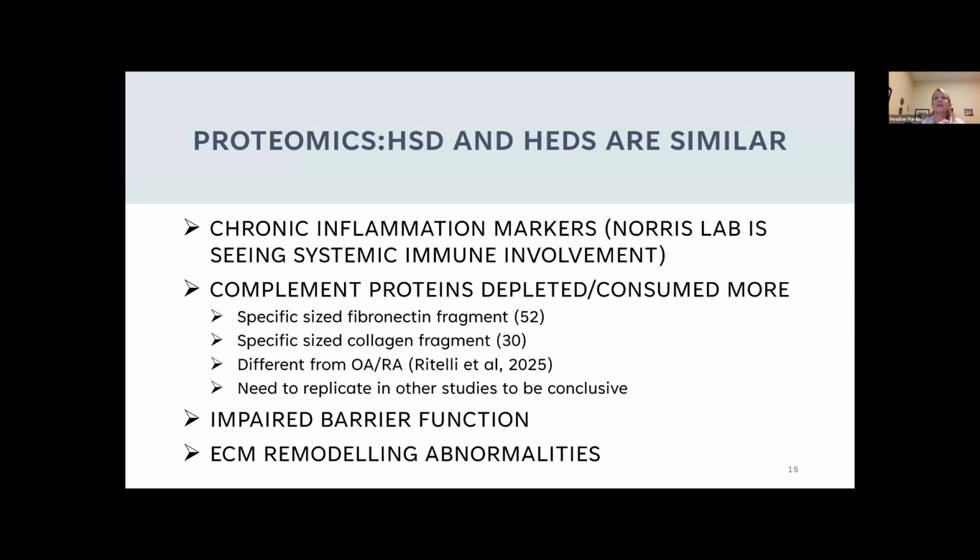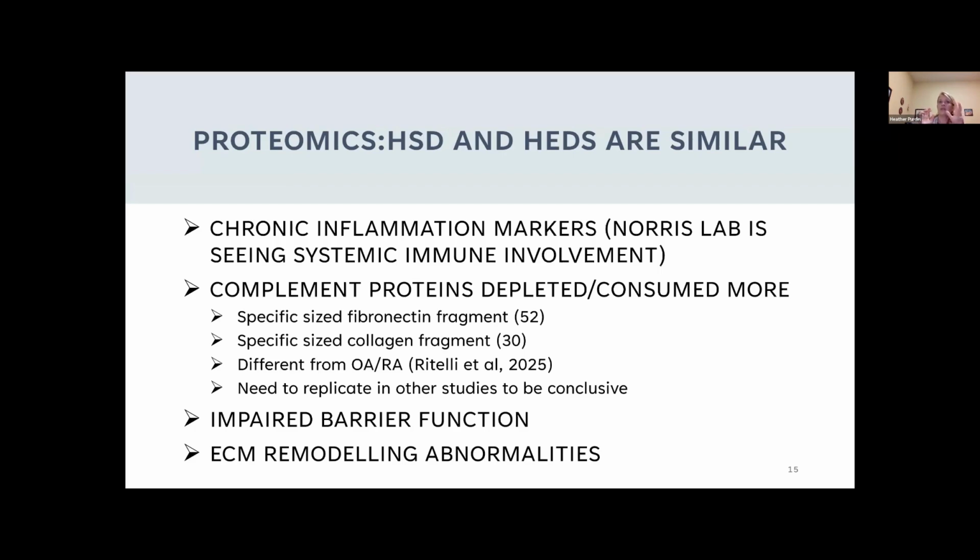So proteomics, basically what studies in that direction we're finding is that the HSD and hEDS are very similar. The Norris lab is saying that, hey, we are seeing chronic inflammation markers as something that's present in this group. And then there was a study, Ritelli et al. in 2025. They were seeing complement proteins that are depleted or consumed more.